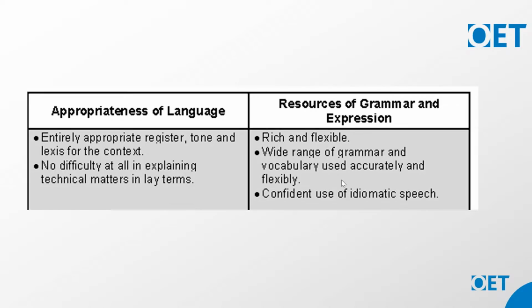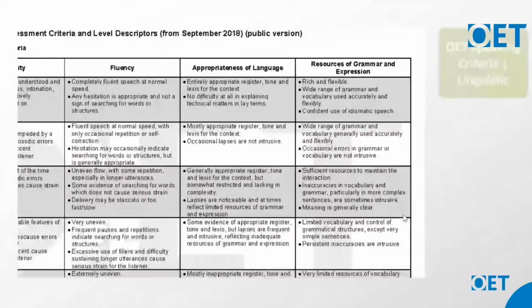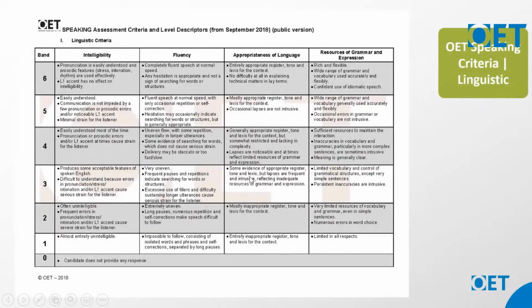Do you sound professional and polite? Can you explain technical words to a non-medical person? And lastly, assessors are considering your resources of grammar and expression, how you use vocab and grammar to communicate effectively. So the assessors give you a score for each of these criteria, each 4, so 4 separate scores.